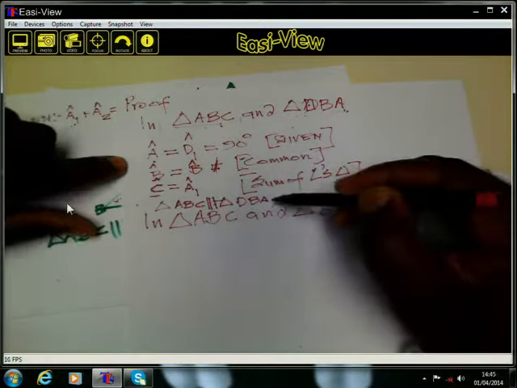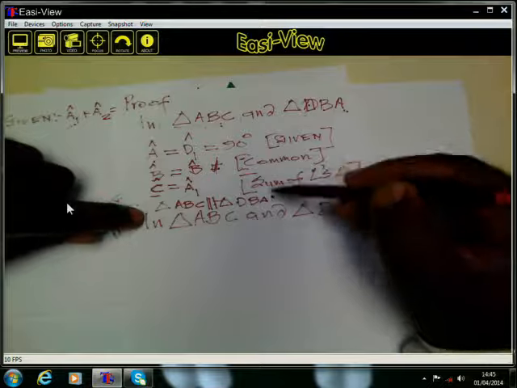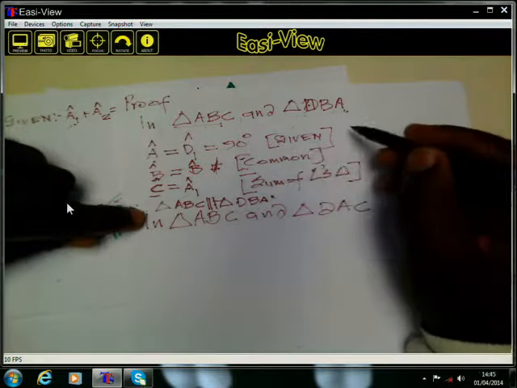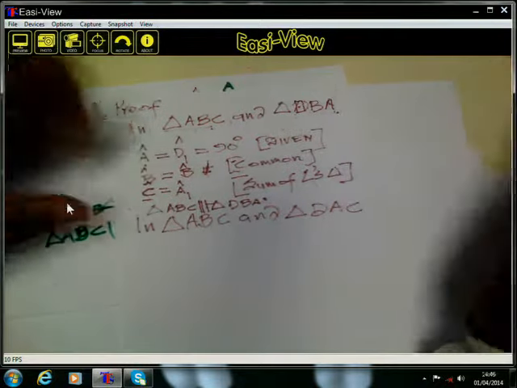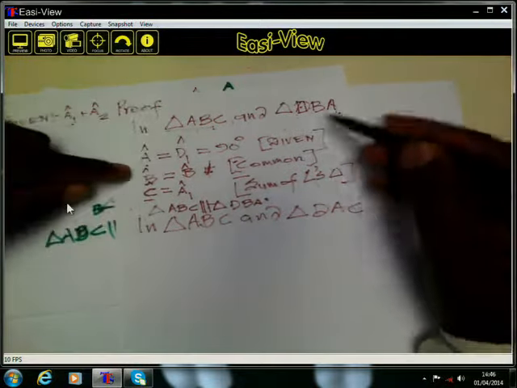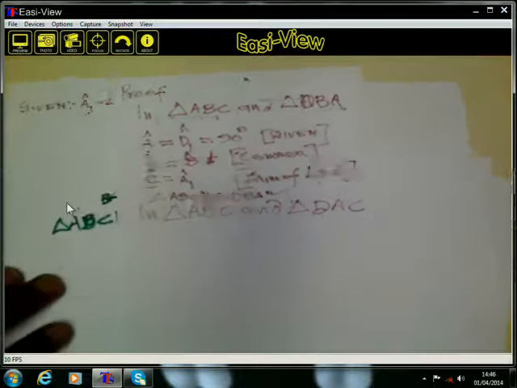So it means that the two triangles are similar. This is the first similarity that we come across: that the three angles from two triangles are equal. And because of that, we can come up with this conclusion. This is the first part of the conclusion that we come up with.